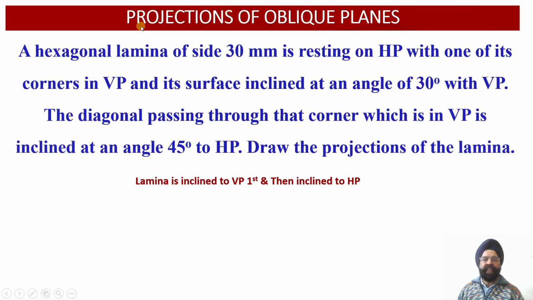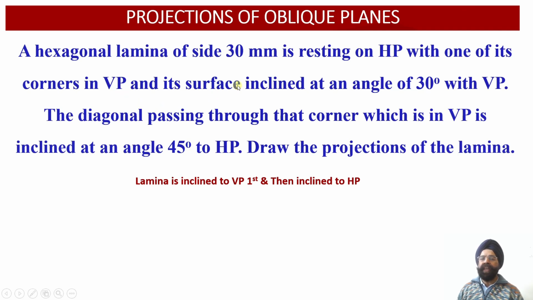Now, today we are going to discuss the projection of the oblique plane, which happens to be inclined with respect to the vertical plane and the horizontal plane. Here we have a hexagonal lamina with a side of 30 millimeter, positioned in the 2D coordinate system with respect to HP and VP in such a way that this hexagonal lamina is resting on the horizontal plane on one of its edges, while its surface is inclined with respect to VP at an angle of 30 degree. One of the corners of the lamina will be resting in the VP. It will be contained by the vertical plane.